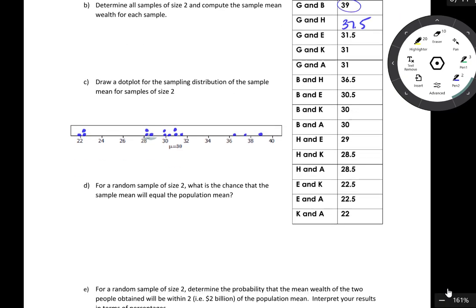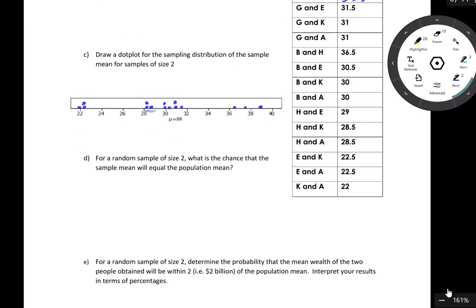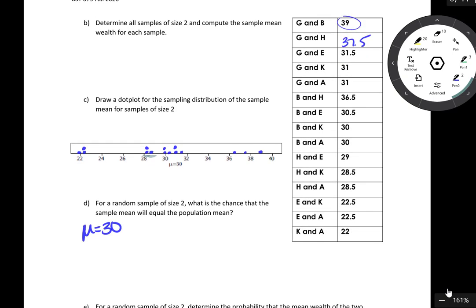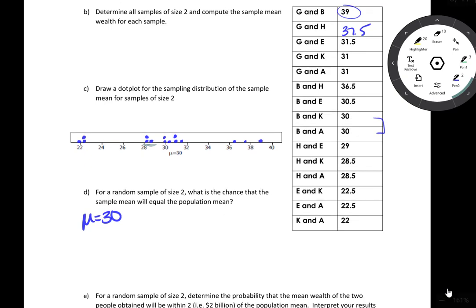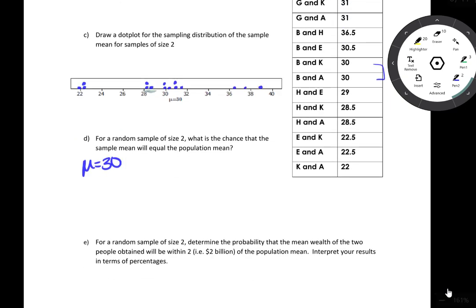So the question here: for a random sample of size 2, what is the chance that the sample mean will equal the population mean? Well, remember that the population mean was equal to 30. So out of all of our possible samples, notice there are only two that were equal to 30. So the probability that the sample mean, when we look at samples of size 2, is going to be exactly equal to the population mean is only 2 out of 15.